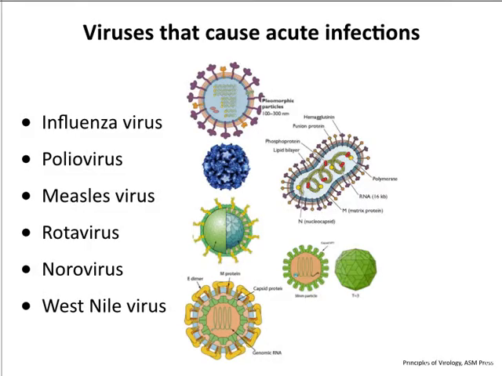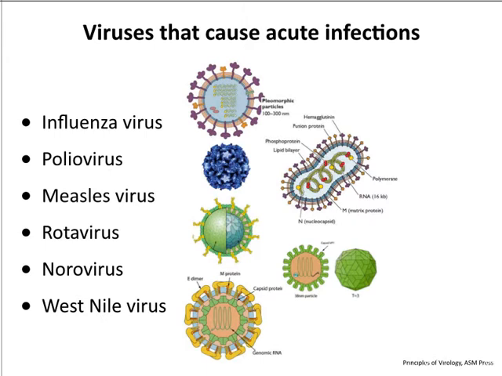Okay, now I want to talk about six different acute infections, each of them rather briefly with a few exceptions, just to give you an idea of how this works. We're going to talk about influenza virus, poliovirus, measles, here the envelope virus, rotavirus, norovirus, and West Nile. And these I picked to illustrate different ways the virus gets in and spreads.